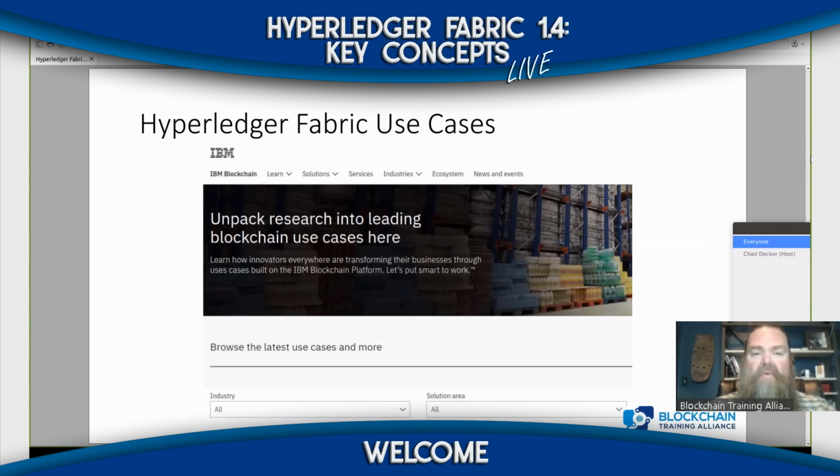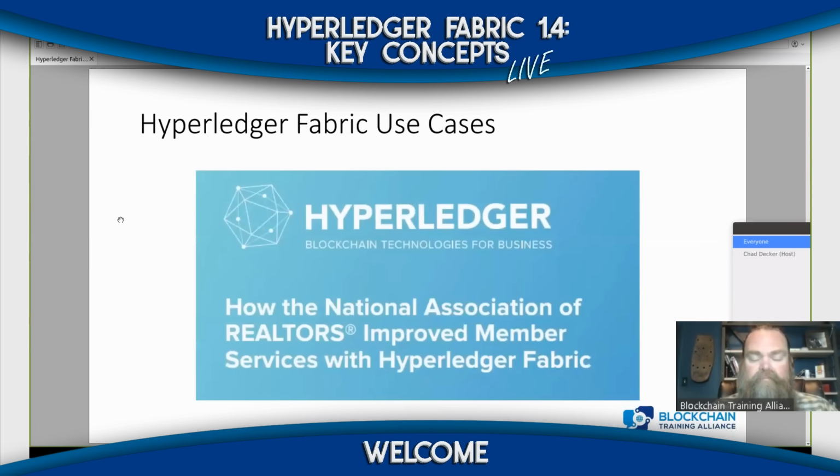IBM has a great use case library here. Being IBM, these are all going to be focused on Hyperledger, but if you want to see who's using blockchain in this particular industry or to solve this particular type of problem, you can come in here and browse some of the use cases that IBM maintains.